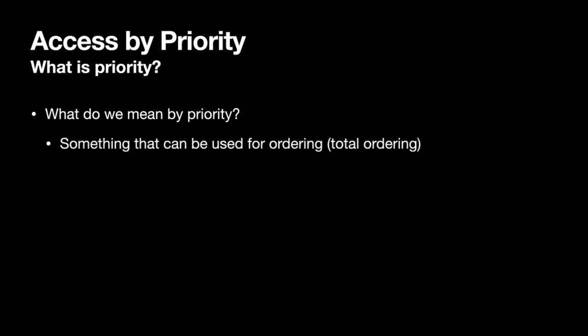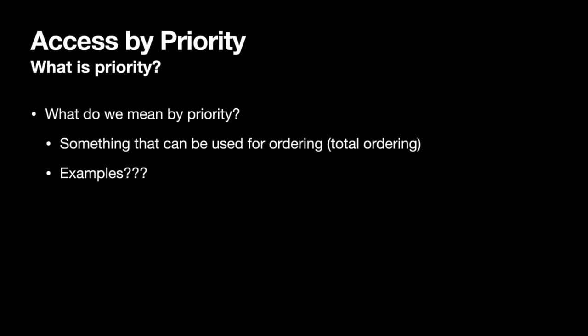So we've used the term priority quite a bit. Let's talk about what we actually mean by priority. Basically, by priority, we mean something that can be used for some sort of ordering. There are lots of different valid choices that could be used here. Take a minute, think about some examples of things that could be used to identify whether one thing should be treated before another.